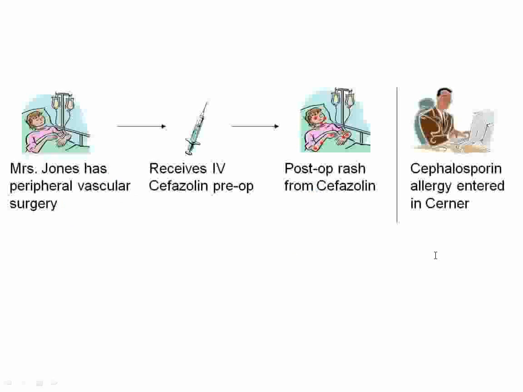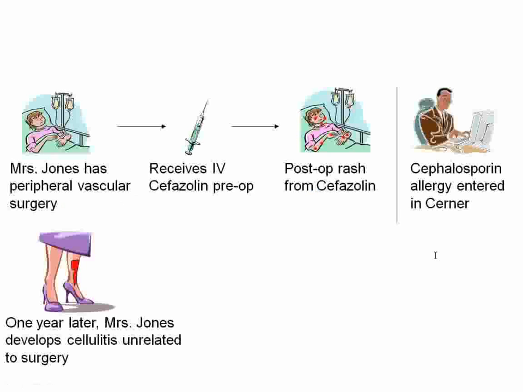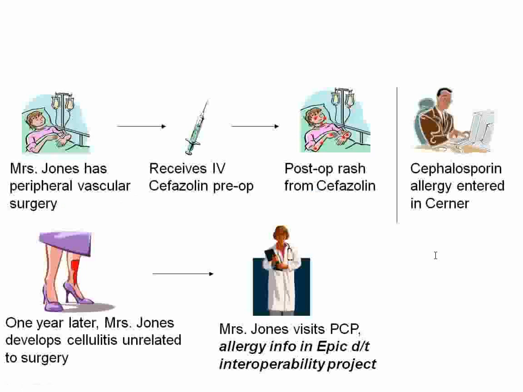Now, suppose we have the ideal state and our semantic interoperability platform is in place. Once again, Mrs. Jones has the reaction in the hospital and the allergy gets entered into the inpatient medical record. But now when she shows up with cellulitis a year later and visits her primary care physician, the allergy information has made it into Epic due to the interoperability project.